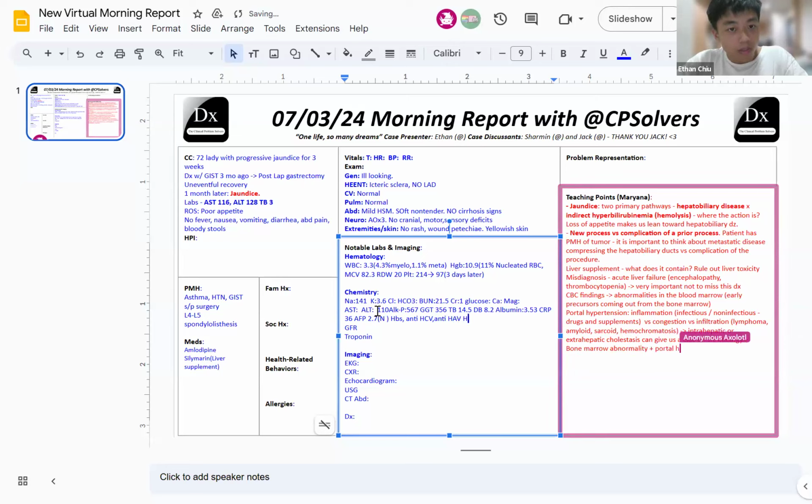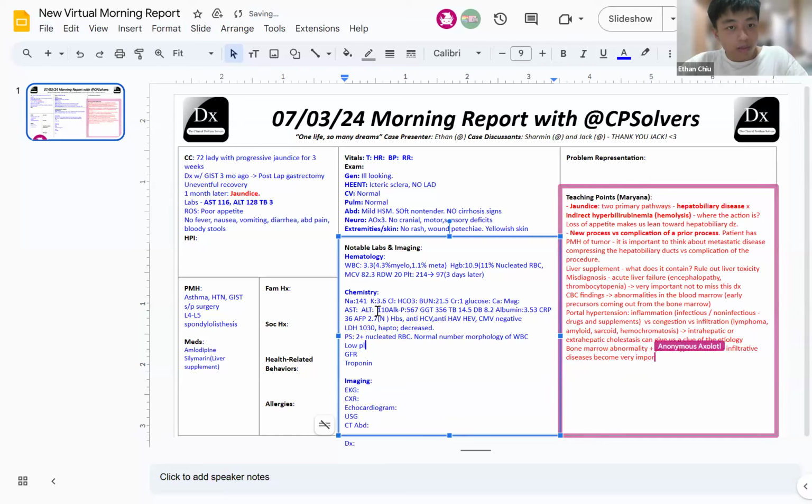LDH level was 1,030, and haptoglobin level was 20.9, and the normal range was 30 to 200. So this is a decreased level. And we also got a peripheral blood smear, which showed 2+ nucleated RBCs, and the normal number and morphology of white blood cells with some myelocytes and metamyelocytes. And there is also a decreased number of platelets with normal morphologies.